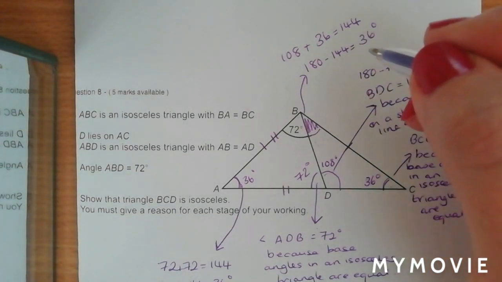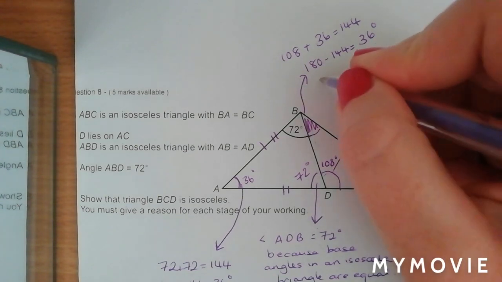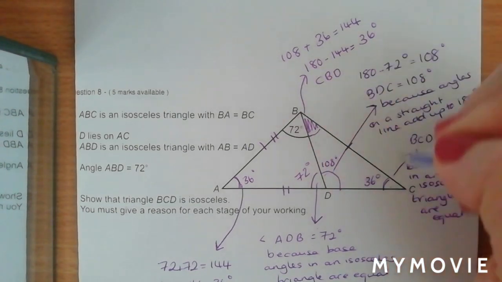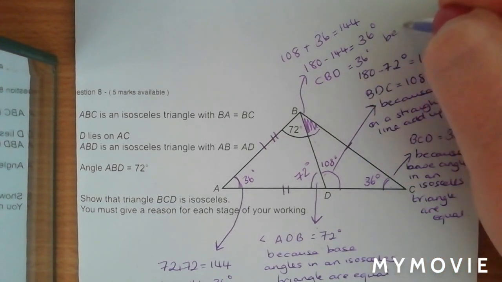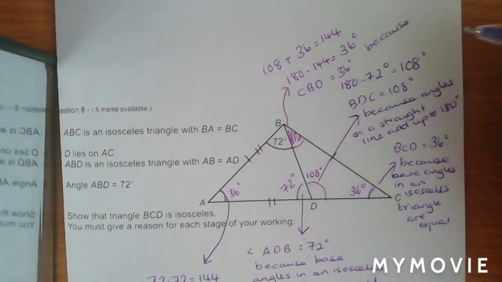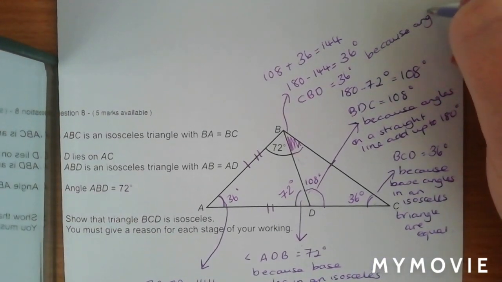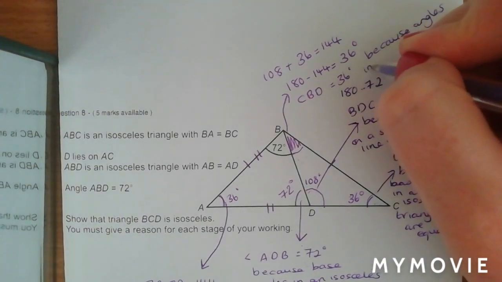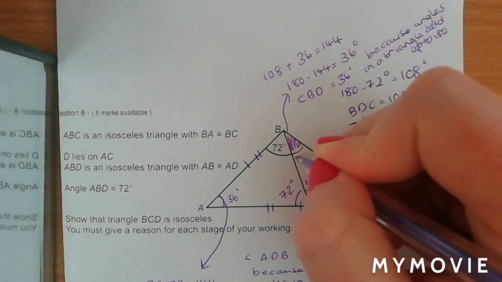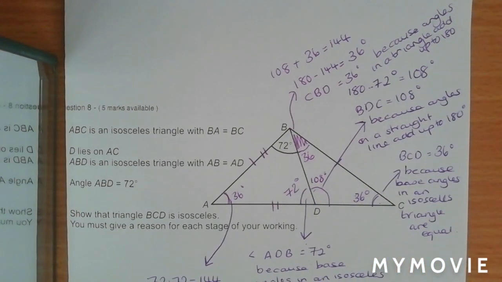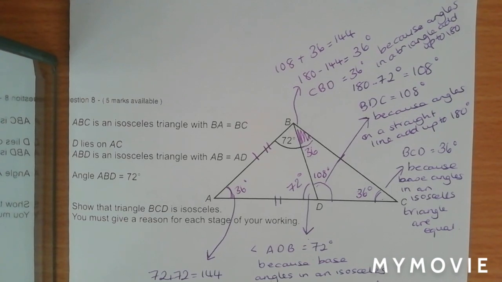So angle CBD is equal to 36 degrees because, I know mine is a bit messy, angles in a triangle add up to 180. So now I've got all this information on the diagram and I can make my conclusion because it says show that it's an isosceles triangle.